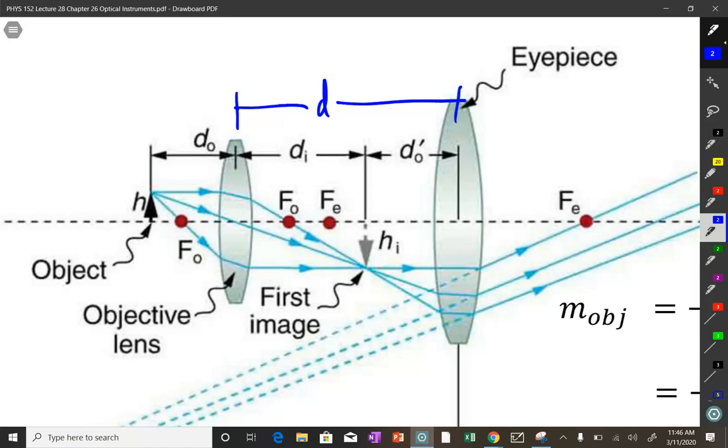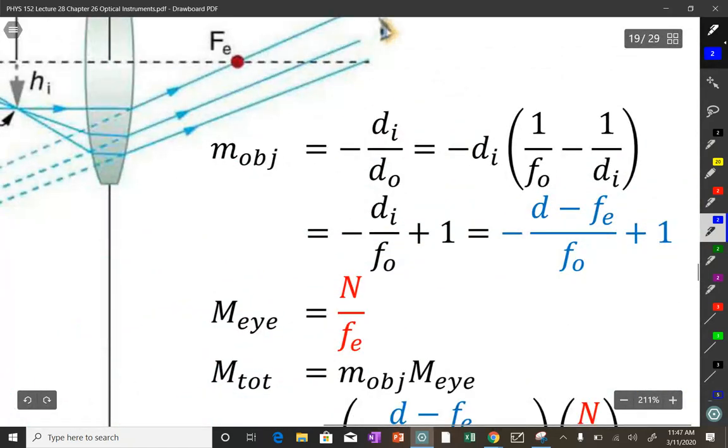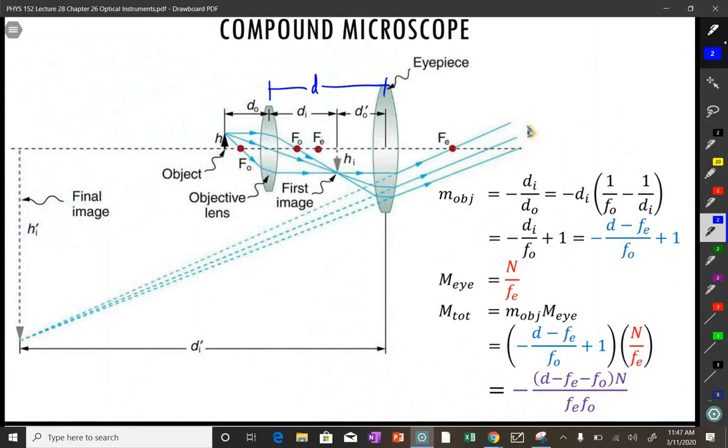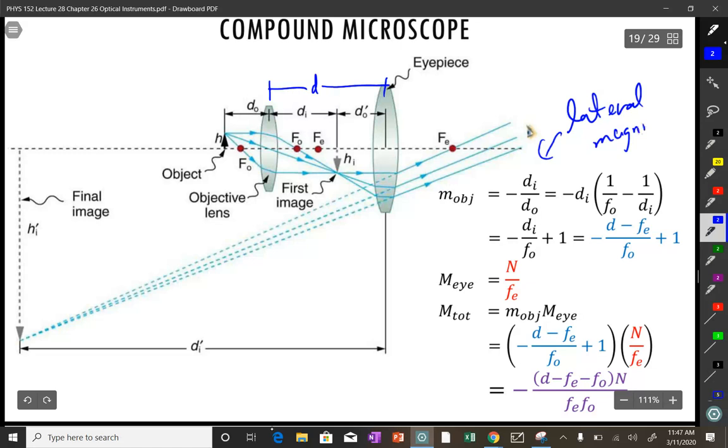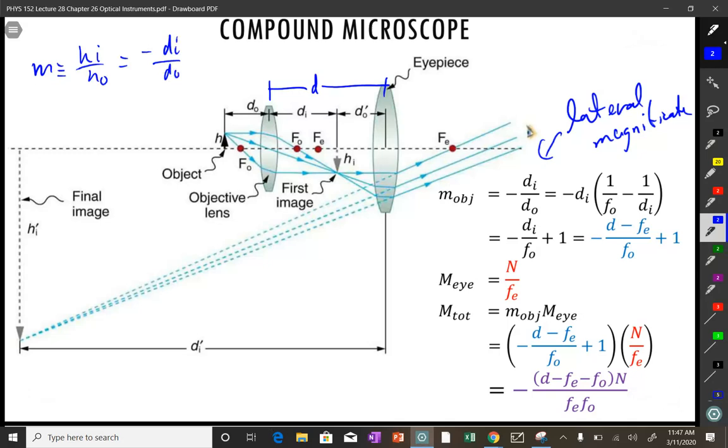Now, in terms of magnification, I worked out all the math. So the magnification of the objective, we use the lateral magnification equation. The first one we learned. So remember that m is defined as height of the image over height of the object, which is equal to minus distance image over distance object. So that's what we use, the lateral magnification for the objective. The objective is taking a real object and making a real image, and then the eyepiece is viewing that real image using the same type of eyepiece magnification calculation we just finished.